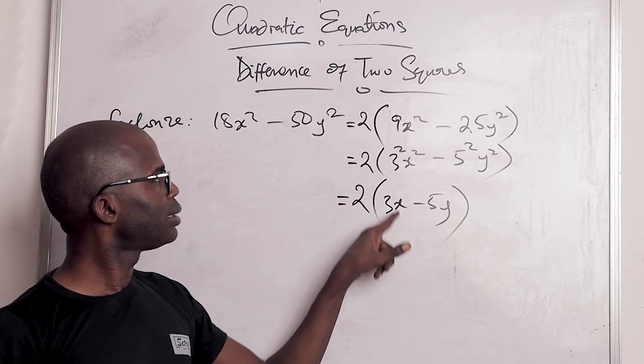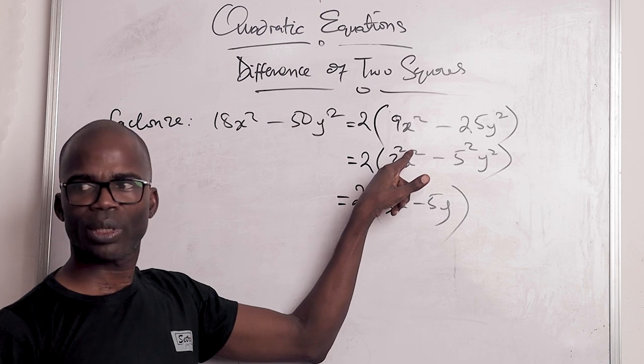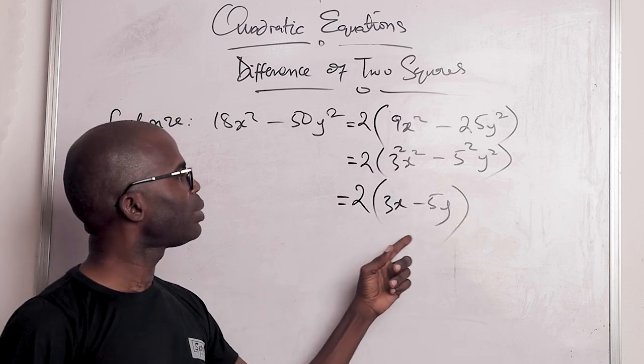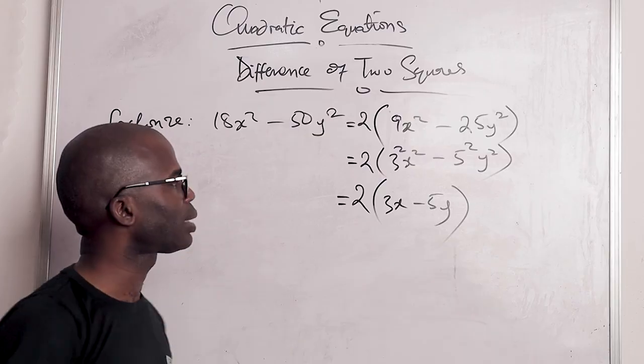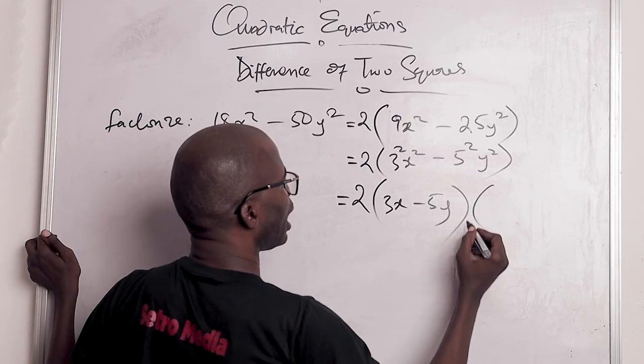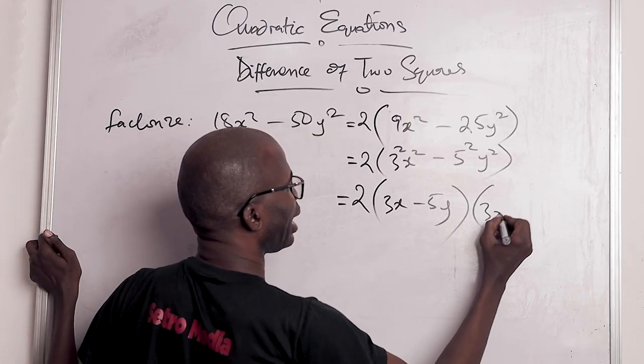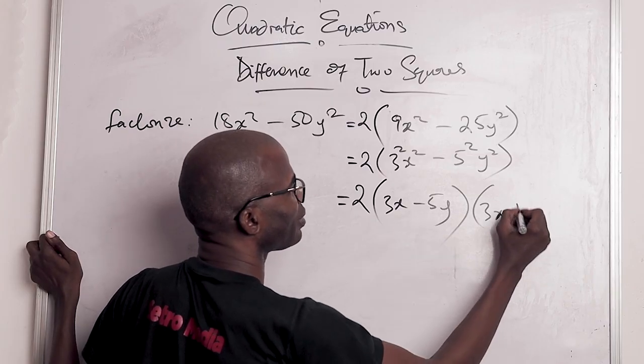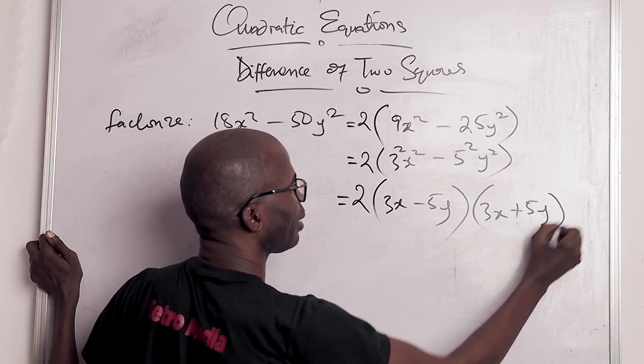3x, they have square roots in common. Then 5y. Then that means if I open the second bracket, what am I going to have? I also have 3x. Now, is it going to be positive, negative? It's going to be positive now, plus 5y.